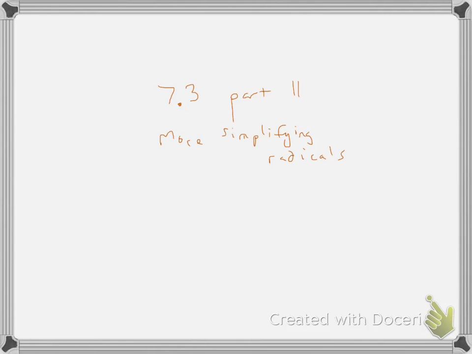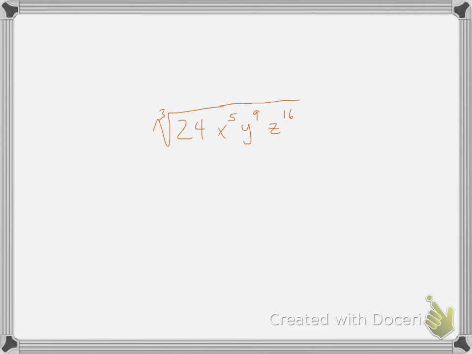Alright then, here's 7.3 part 2 where we're doing some more simplifying radicals. Again, radicals are just roots, so let's look at something with cube roots. With the cube root, same idea, we want to simplify that, pull out our perfect cubes, that's basically what it means. So we can take the cube root of each part, the 24, the x to the 5th, the y to the 9th, and the z to the 16th.